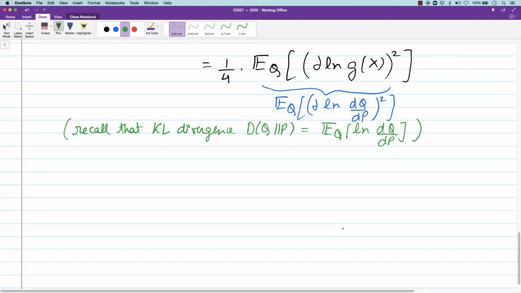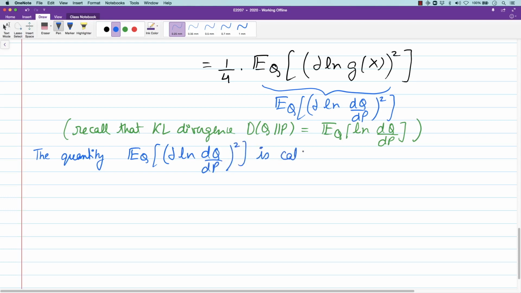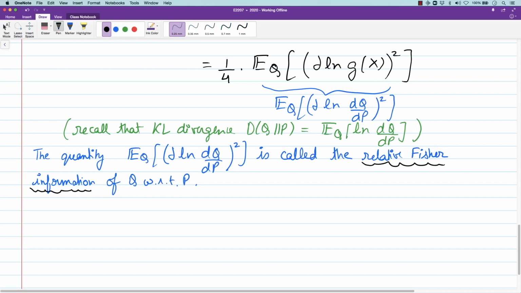So we will call this quantity, the expected value with respect to q of the derivative of the log likelihood ratio of q with respect to p, squared, the relative Fisher information of q with respect to p. To even talk about this relative Fisher information, q must have a density with respect to p, and the density must be differentiable. Only then can we talk about it. And perhaps a better name would be Fisher divergence. Then you can easily draw a parallel between Kullback-Leibler divergence and this Fisher divergence.